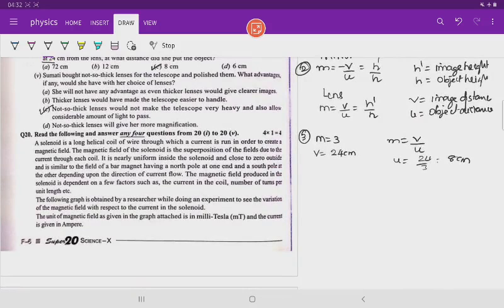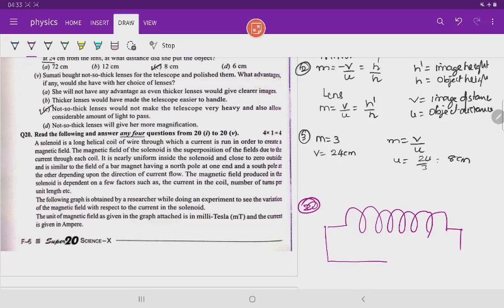We'll be moving on to question number 20. Read the following and answer any 4 questions from 20 to 24. A solenoid is a long helical coil. We know that. A solenoid is a long coil connected to a battery, a power source, positive, negative. There's a direction of current, the direction of the current coming out.